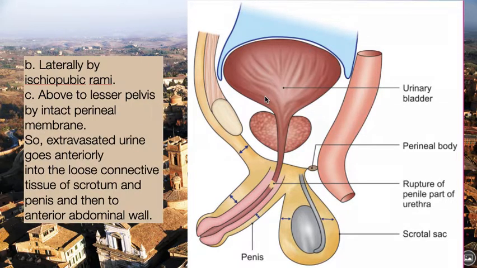Laterally it is prohibited by the ischiopubic rami, and above to the lesser pelvis by the intact perineal membrane. So, the extravasated urine goes anteriorly into the loose connective tissue of the scrotum and the penis and then to the anterior abdominal wall. So, this is about the male urethra.